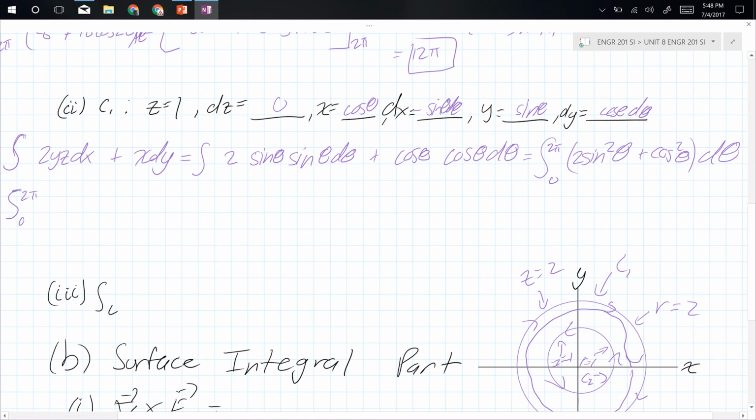So 0 to 2 pi, and it would be 1 plus cosine 2 theta plus 1/2 plus 1/2 cosine 2 theta. Sorry, yeah. I messed up again. Negative sign here, so this is a negative 1.